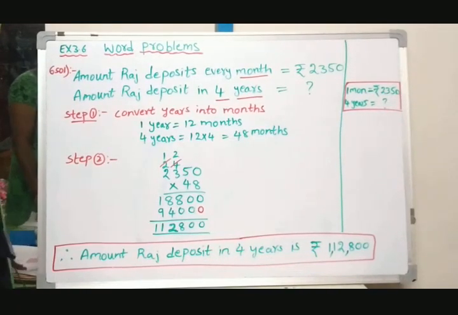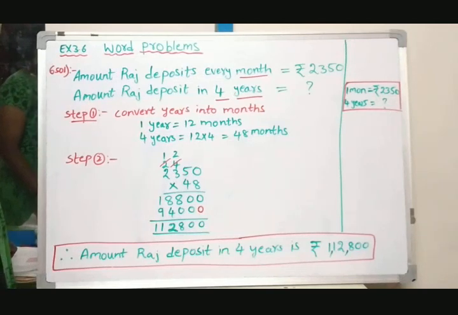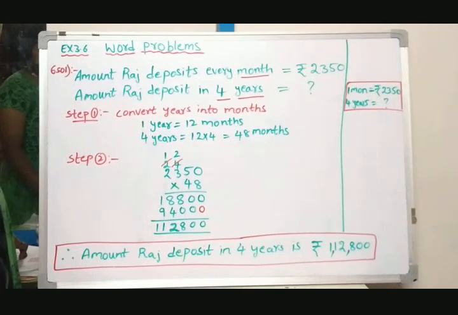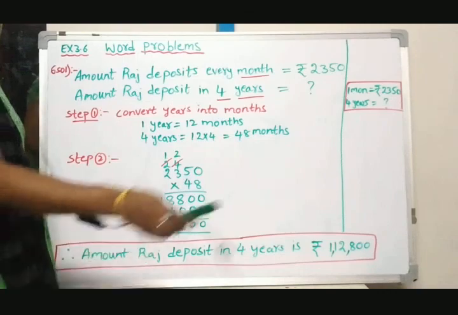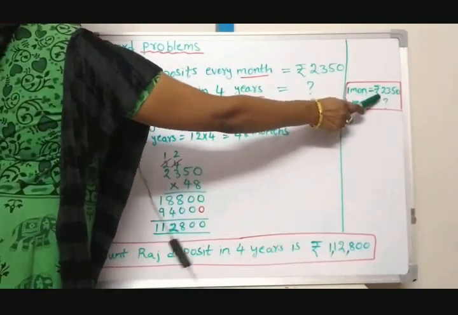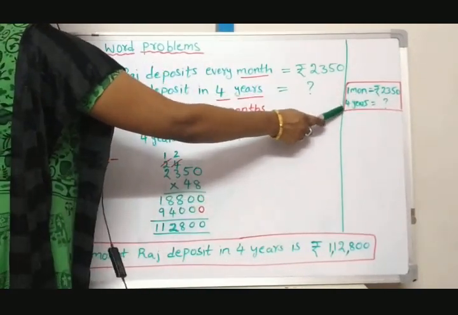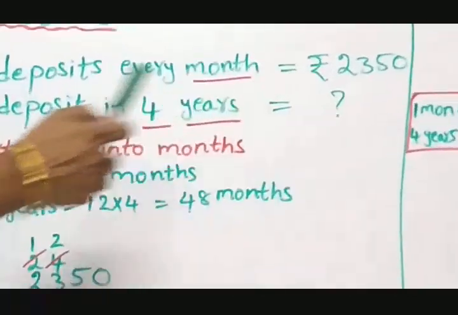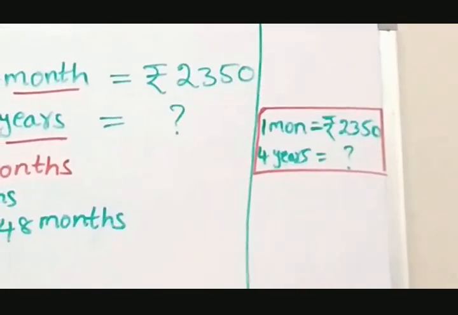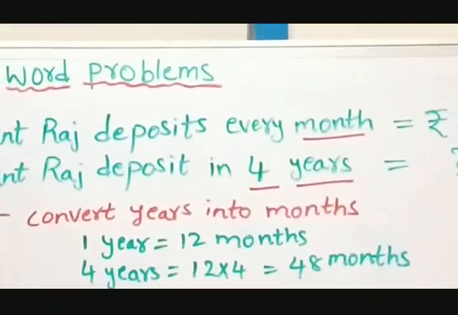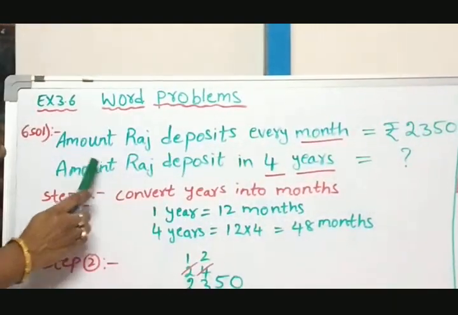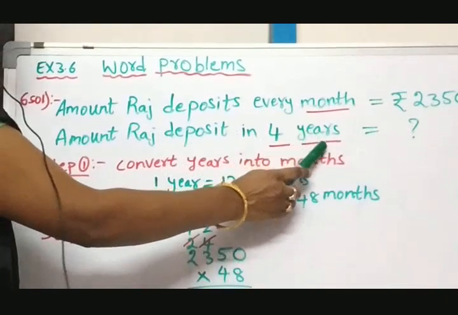Now, let us see the sixth sum. Raj deposits rupees 2,350 every month. How much will he deposit in 4 years? So, in 1 month he deposits 2,350 and we need to find out the amount deposited in 4 years. So, it is a one to many relation. So, we should multiply. See the statements. Amount Raj deposits every month 2,350. Amount Raj deposited in 4 years.